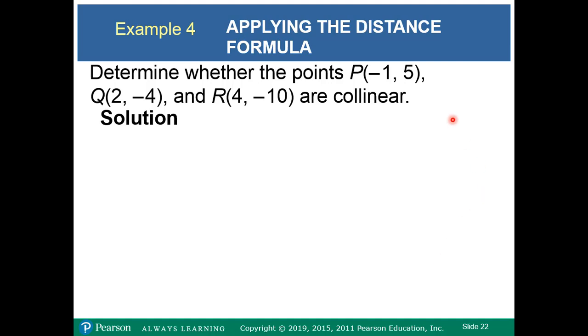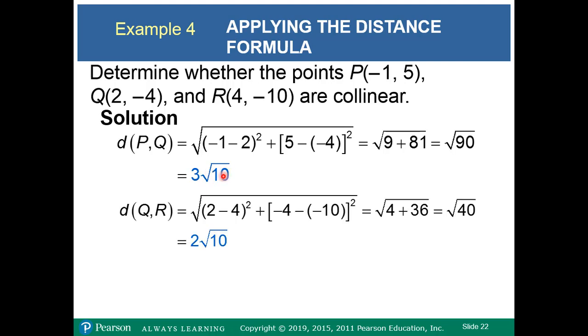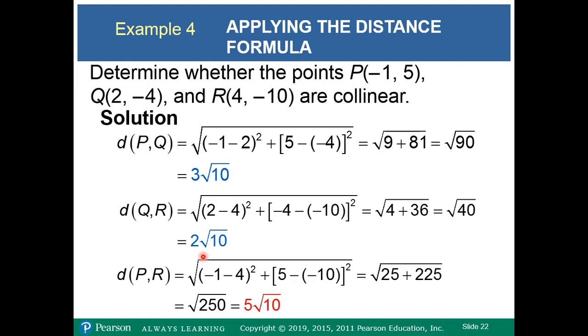Okay, so we've got P, which is this point, Q, which is this point, and R, which is this point. And we want to determine whether they are collinear. So let's use PQ. So the distance PQ is given by taking these 2 points, and we find that the distance is 3 times the square root of 10. And then we do QR, and we find that that distance is 2 times the square root of 10. And then we find the distance between P and R, and we find that that distance is 5 times the square root of 10.